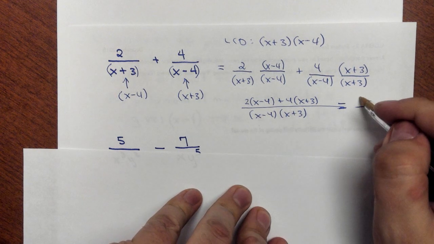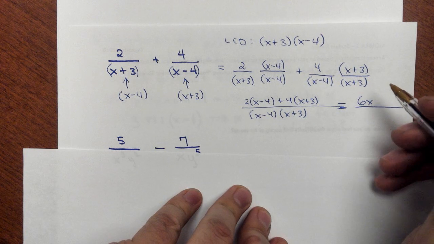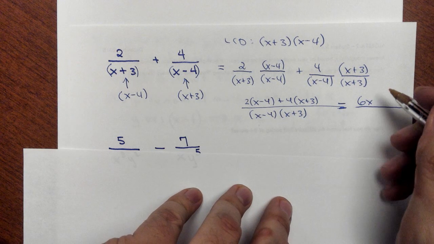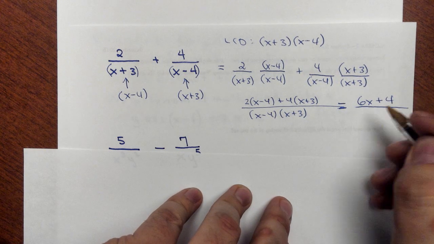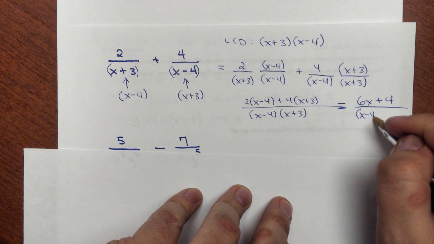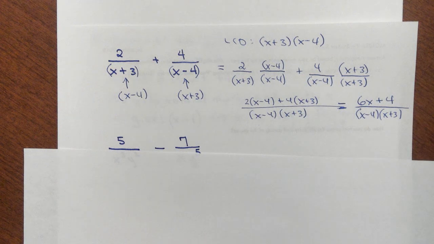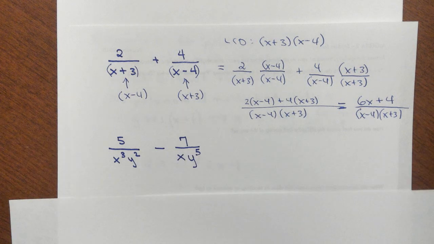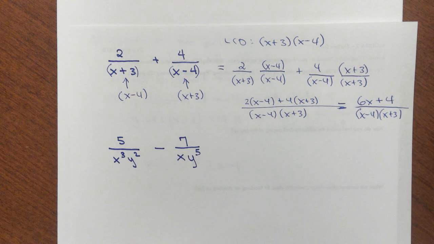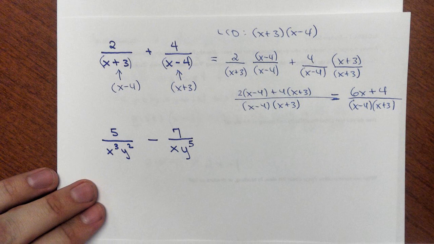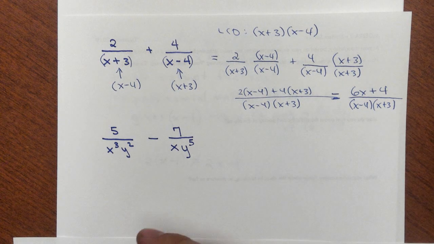Up here, I should have a total of 6x plus 4. And in the denominator, I should have x minus 4, x plus 3. That's what I get if I multiply that out and combine my like terms. But again, focus on that process of finding the least common denominator. Let's take a look at another example. Here, arguably a simpler example even.